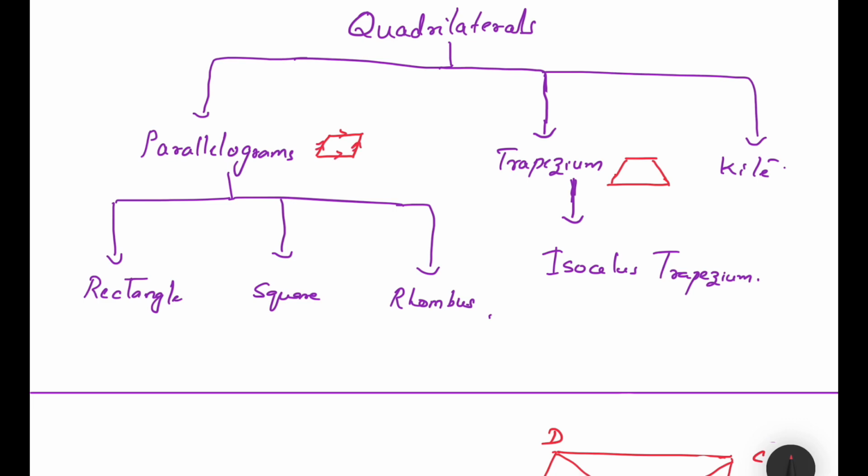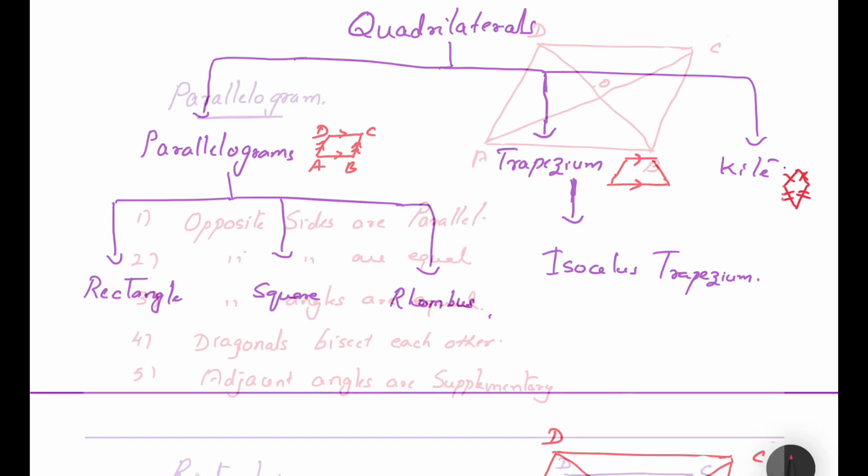The basic property is that if you take ABCD, with AB parallel to CD and AD parallel to BC, then it is a parallelogram. In a trapezium you have only one pair parallel. In a kite, none of the sides are parallel to each other, but the property of a kite is that adjacent sides, these two and these two, will be equal. We will learn the properties of each one.